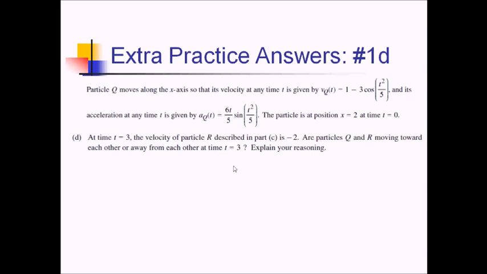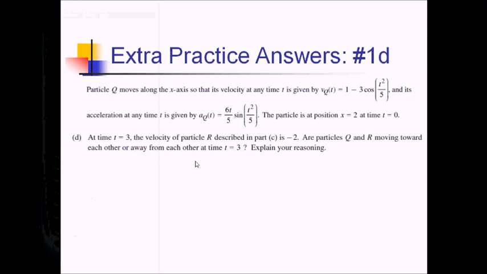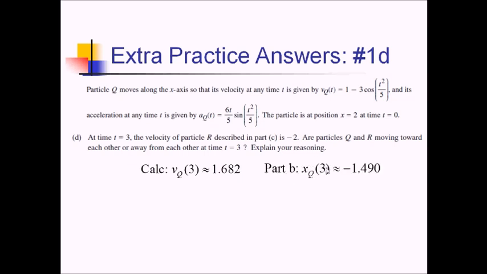So plugging that in my calculator now, that's going to be y1, so alpha trace y1 of 3, and that's coming out to 1.682. So we're moving to the right at time 3 for particle q, and from part B, remember we had negative 1.490 for the actual position. So we are starting to the left of the y-axis and moving to the right.